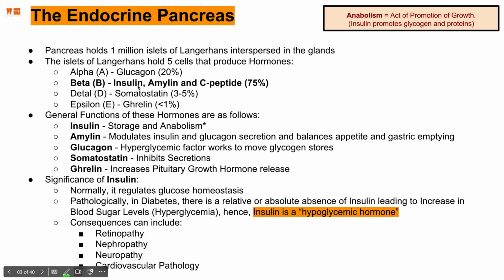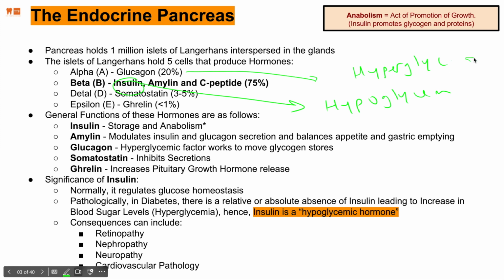that glucagon is a hyperglycemic and insulin is a hypoglycemic. And normally there is a balance between these two. But in diabetes, insulin disappears. Either it becomes absent or its use becomes limited, and therefore all that's left is hyperglycemia.